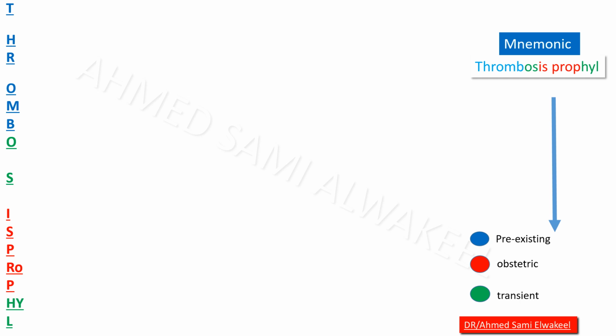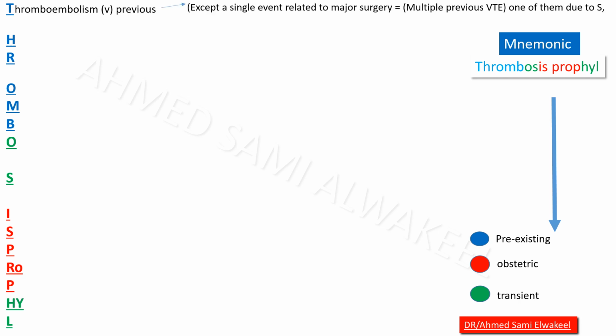Let's start. T letter stands for previous venous thromboembolism, except a single event related to major surgery, which means that the patient had multiple previous venous thromboembolism, one of them due to surgery. T stands for previous venous thromboembolism provoked by major surgery, which means the patient had a single venous thromboembolism provoked by major surgery.